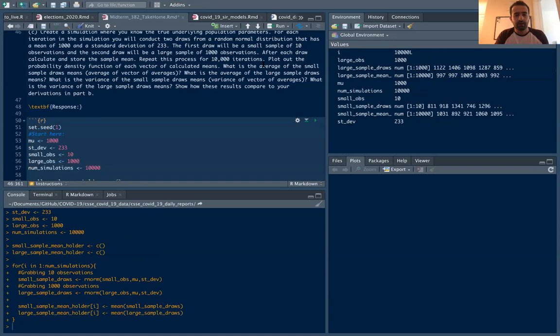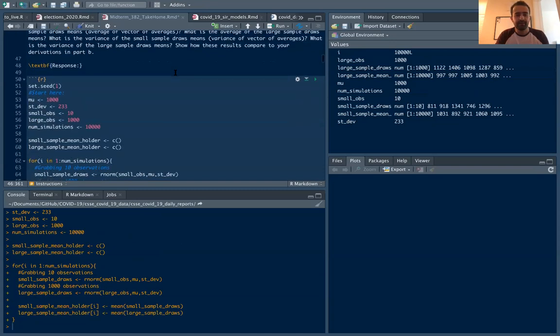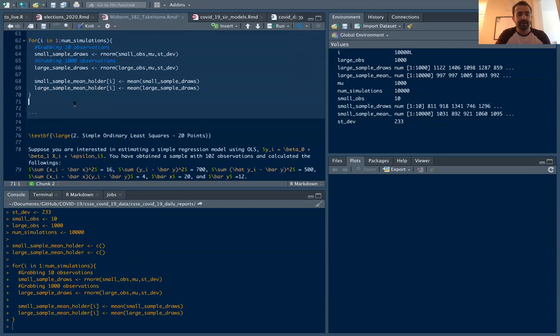Okay, plot out the probability density function of each vector of calculated means. So this was essentially asking you to use the density command.